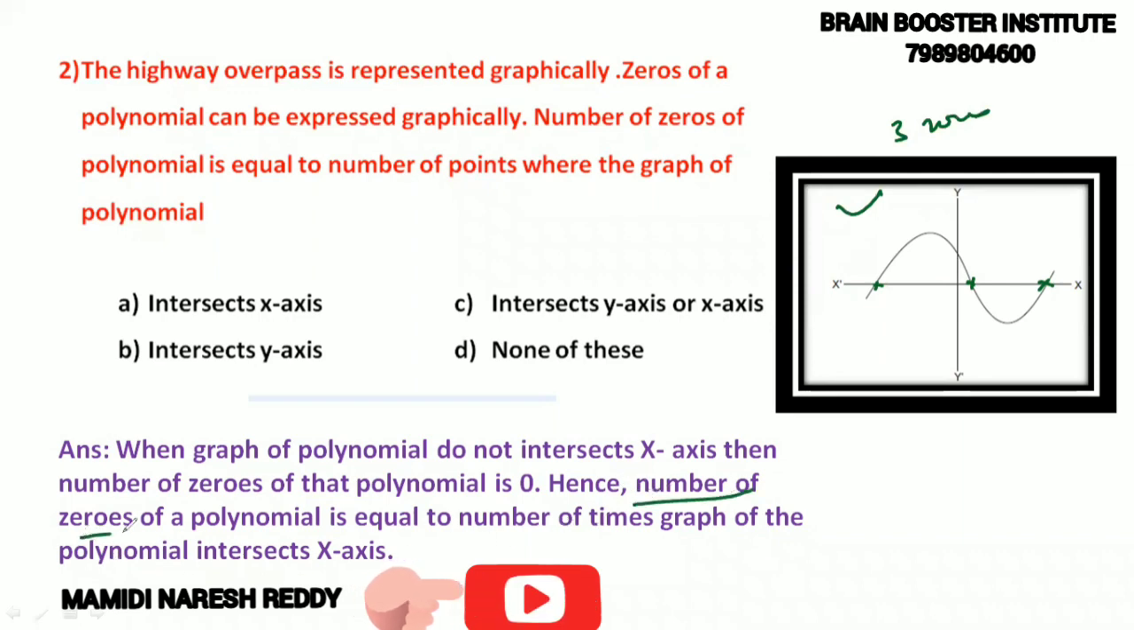The number of zeros of the polynomial is equal to the number of times the graph of the polynomial intersects the x-axis. Whenever you are asked this question, just see how many points this curve is intersecting the x-axis. If the curve doesn't intersect the x-axis, then ultimately you can select that the number of zeros is 0. Got it? I think you got to understand. Okay, now let's go to the next problem.